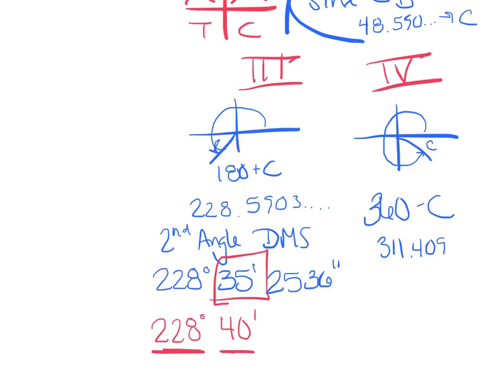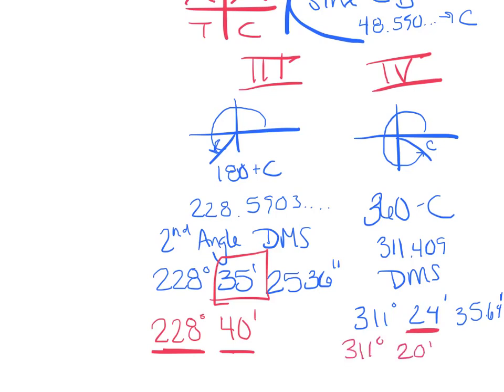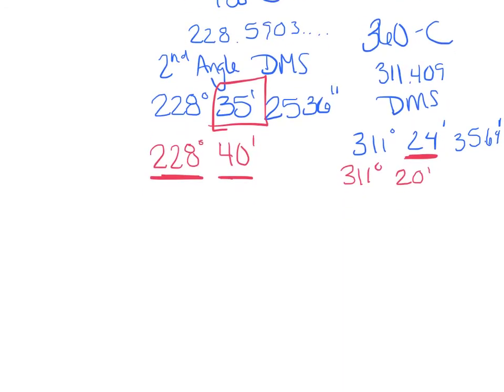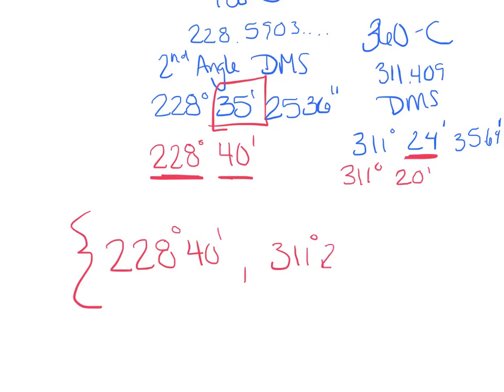Okay, now I don't want that number. I need it to the nearest degree minute second. So I'm doing that second angle again, going DMS. And I get 311 degrees, 24 minutes, and 34.64 seconds. Now I've got to round this one to the nearest 10 minutes. So that 24 minutes falls between 20 and 30. And because it's at 24, I'm going to keep it down to 20 minutes. Okay, so the nearest 10 minutes. And there you have it. So my two solutions in my nice bracket notation are 228 degrees and 40 minutes, and 311 degrees and 20 minutes.